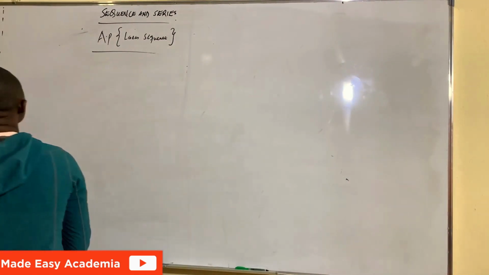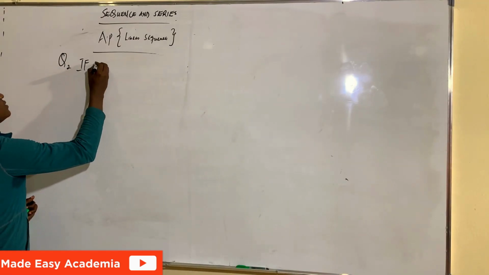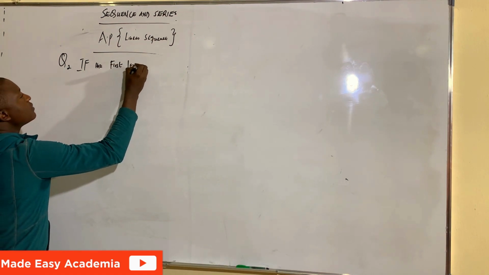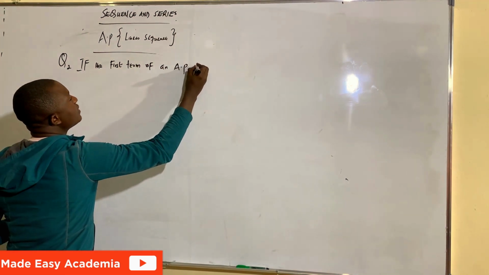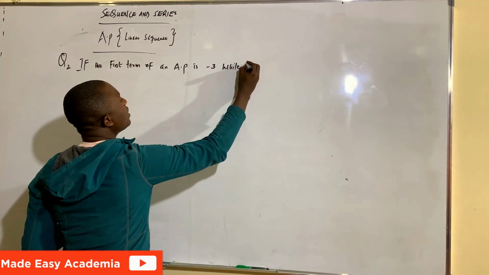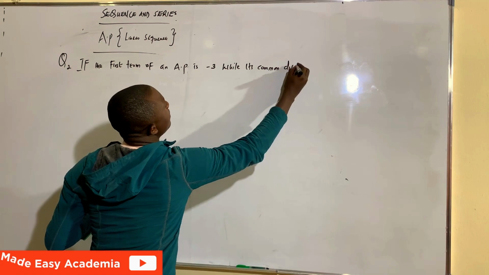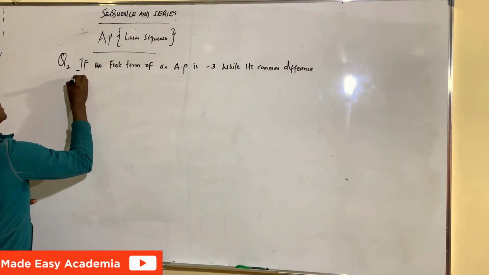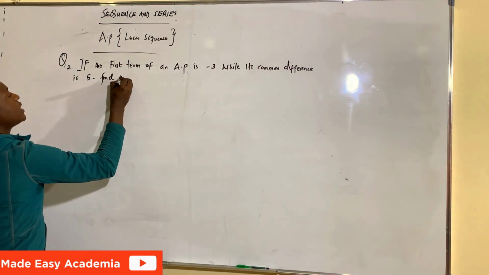Question 2. If the first term of an AP is minus 3, while its common difference is 5, find the third term.